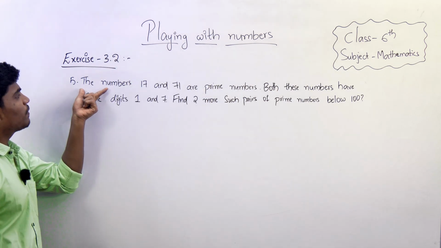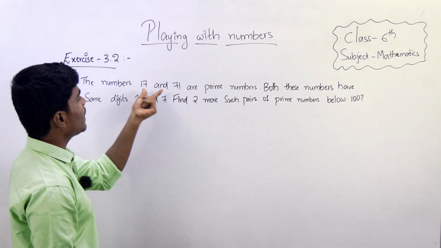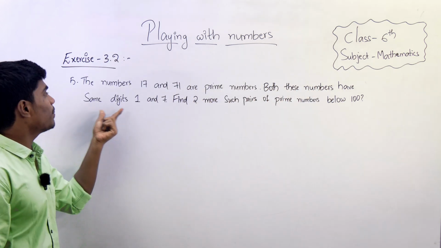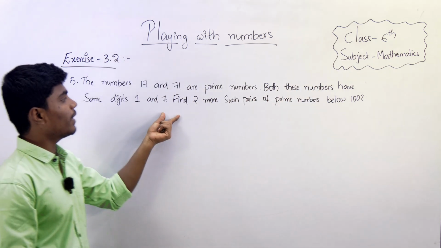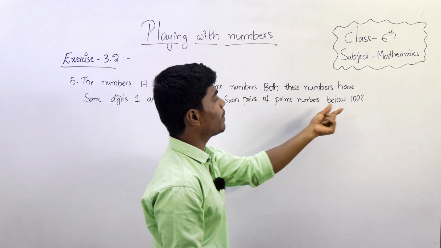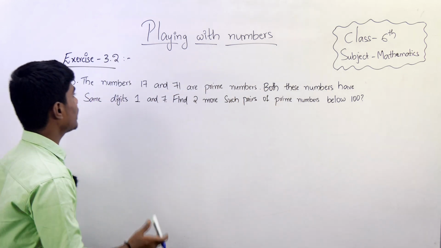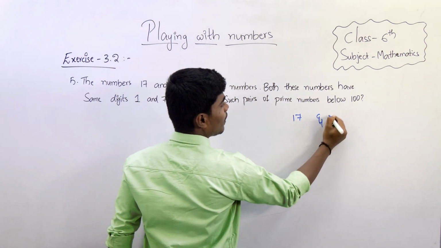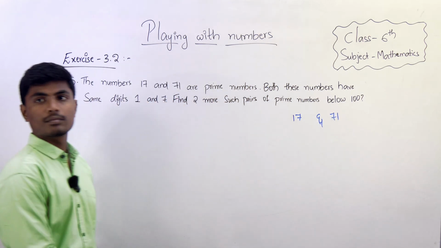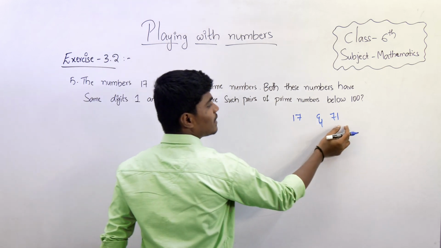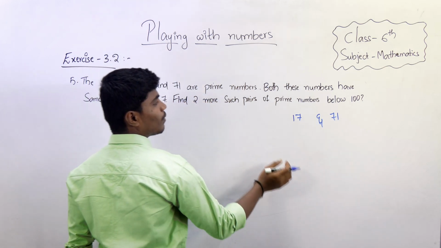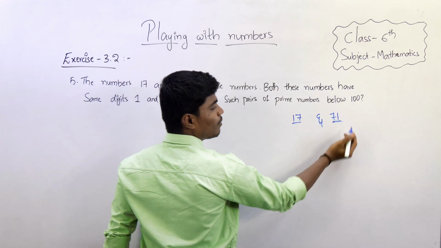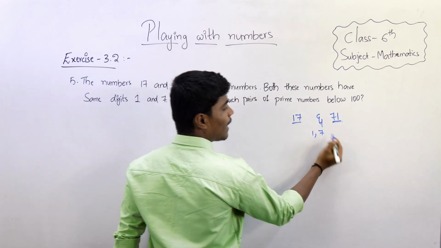Now, in the fifth problem, the numbers 17 and 71 are prime numbers. Both these numbers have the same digits 1 and 7. Find two more such pairs of prime numbers below 100. See here, he gave two prime numbers. What are they? 17 and 71. Okay, 17 and 71 both are prime numbers. What is the specialty in these? Both the prime numbers have the same digits, which are 1 and 7.